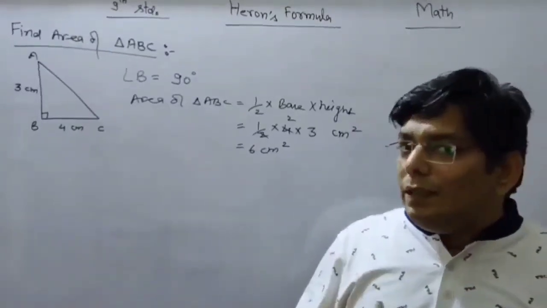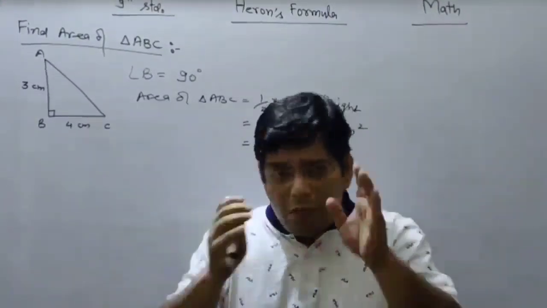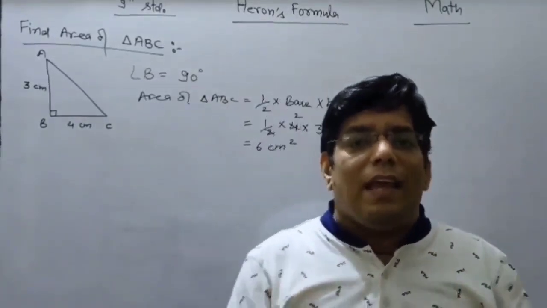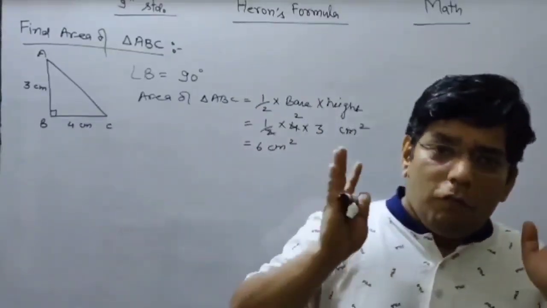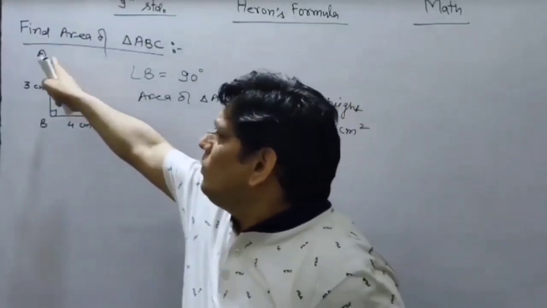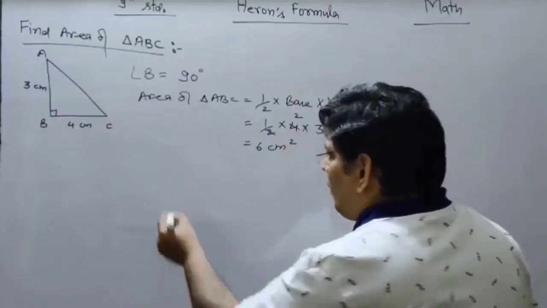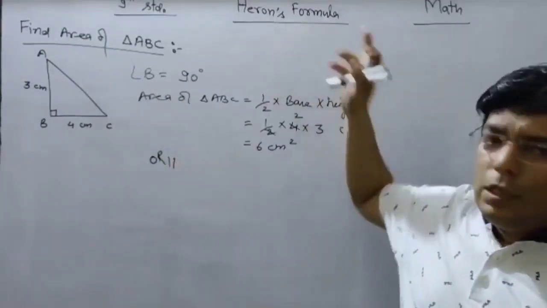Now, but our point of discussion is Heron's formula. We know one theorem that is known as the Pythagoras theorem, and that can be applicable on a right angle triangle. So we should calculate the hypotenuse, AC, using the Pythagoras theorem, because this question we will again solve using Heron's formula.